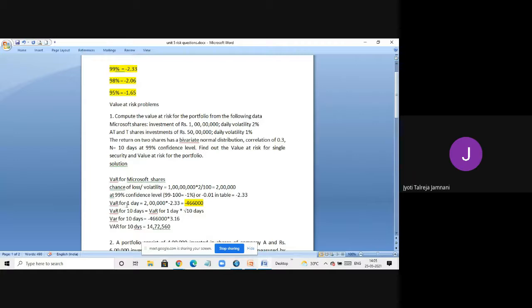So to find value at risk for 1 day, we will multiply our chance of loss, 2 lakh rupees, into the table value. We'll get the value at risk for 1 day. They have asked us to find value at risk for 10 days. So to find value at risk for 10 days, we will multiply value at risk for 1 day, which we have calculated as 4,66,000, into the square root of 10 days. So we get 4,66,000 into 3.16, the square root of 10 days. So the total loss for 10 days with the portfolio of Microsoft will be 14,72,560. Is that clear? If you have any doubts, let me know.